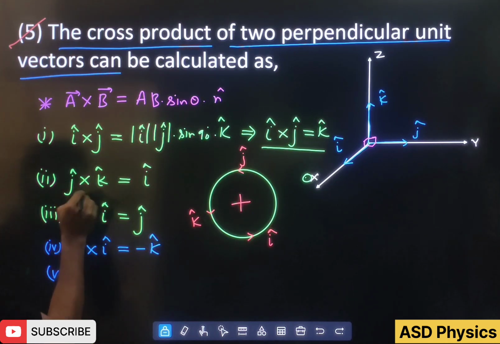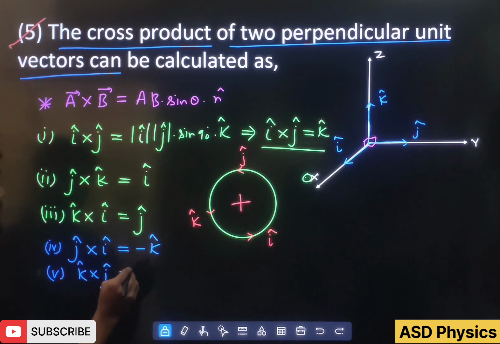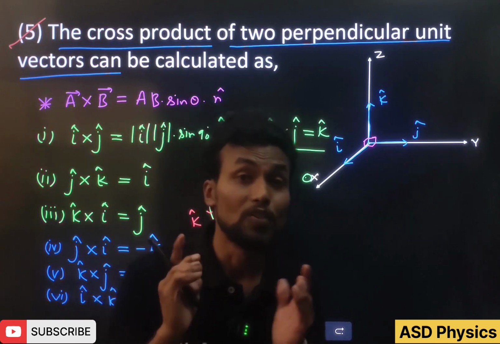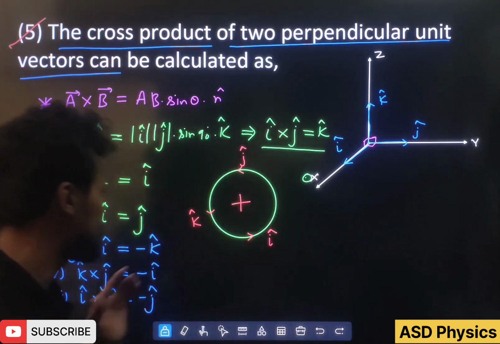Similarly, if I reverse here, k cap cross j cap, what will become here? It will become minus i cap. Similarly, if I reverse i cap cross k cap, what will it become? It will become minus j cap. Why? Because they are not following the commutative law, that's why it is coming like this.